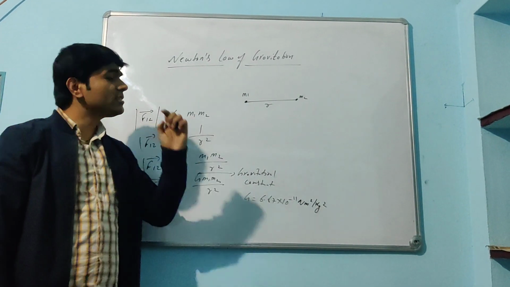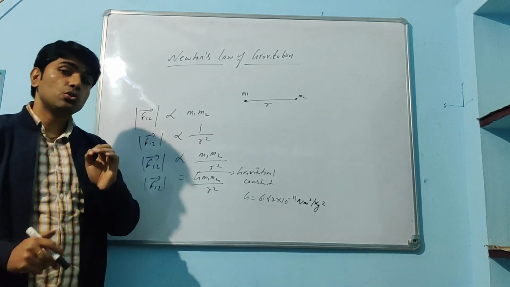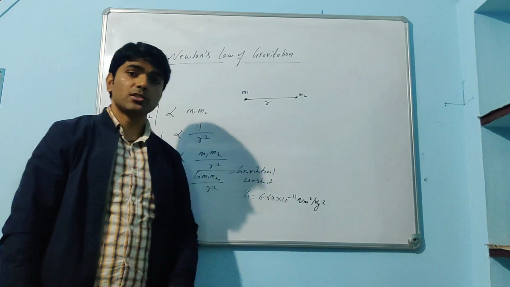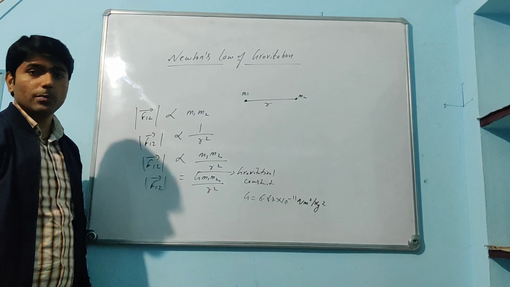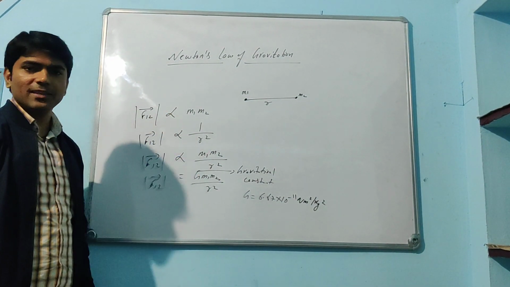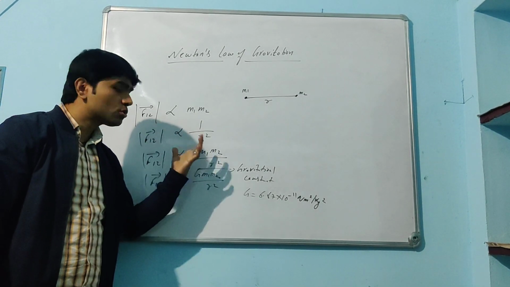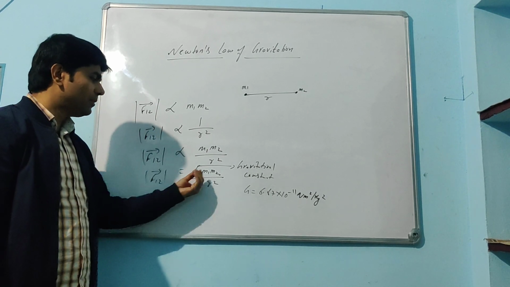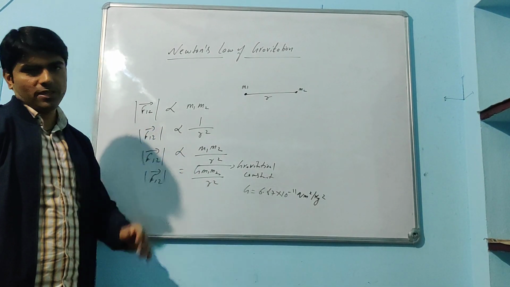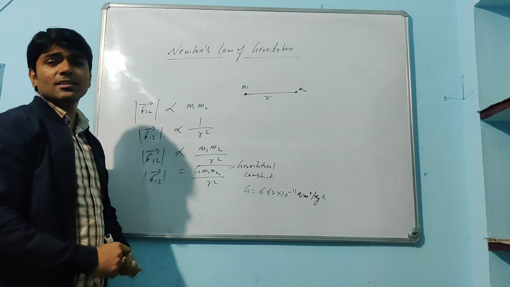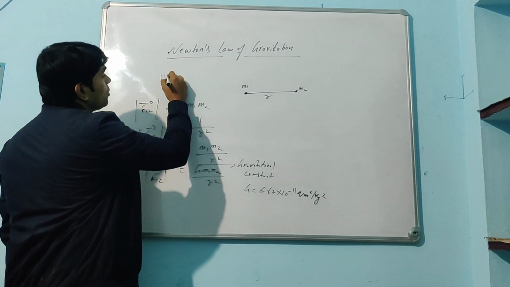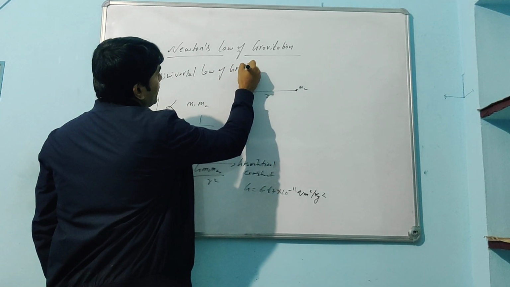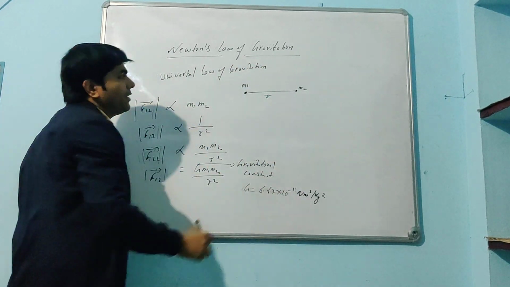So according to Newton's law of gravitation, in this universe every body attracts another body with a force which is directly proportional to the product of masses between them and inversely proportional to the square of distance between them. So the magnitude of force will be G m1 m2 by r square. And this Newton's law of gravitation is also known as the universal law of gravitation.